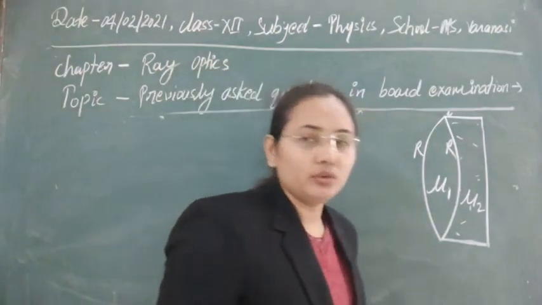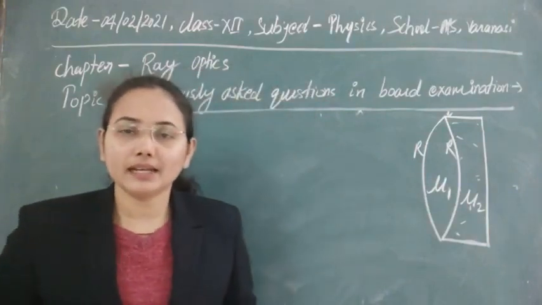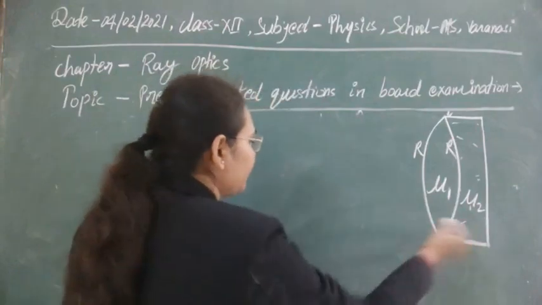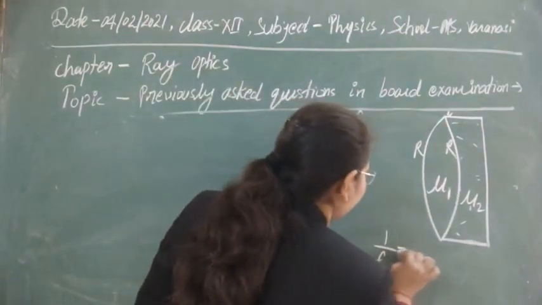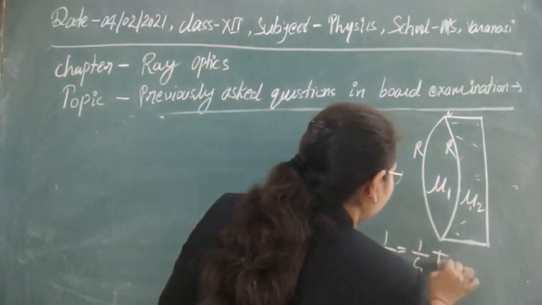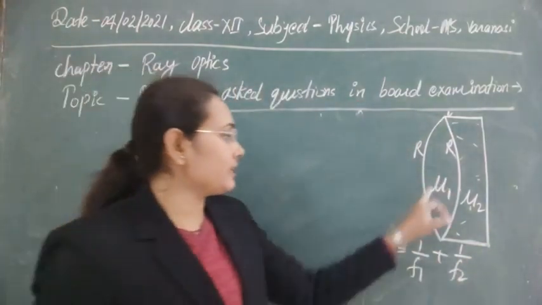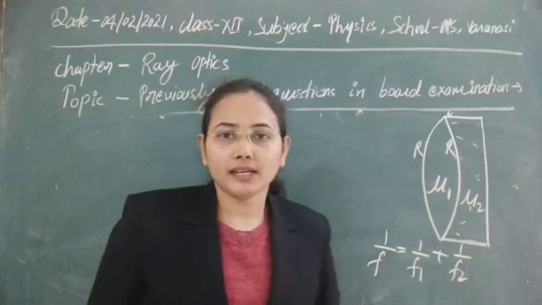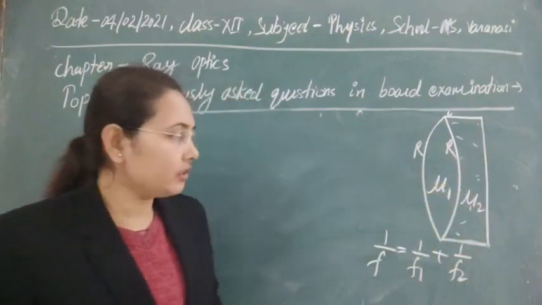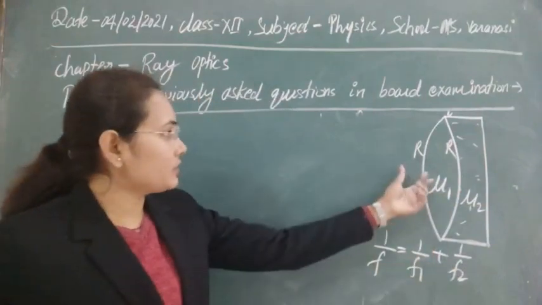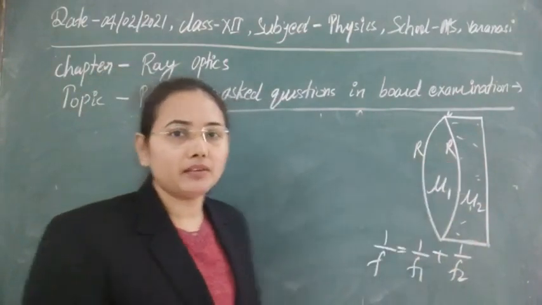As we know, whenever 2 lenses are in contact, the equivalent focal length of the combination is given by the formula 1 by f is equal to 1 upon f1 plus 1 by f2, where f1 is the focal length of the first lens and f2 is the focal length of the second lens. So first of all we have to find the values of f1 and f2. Let's find them by the lens maker formula.